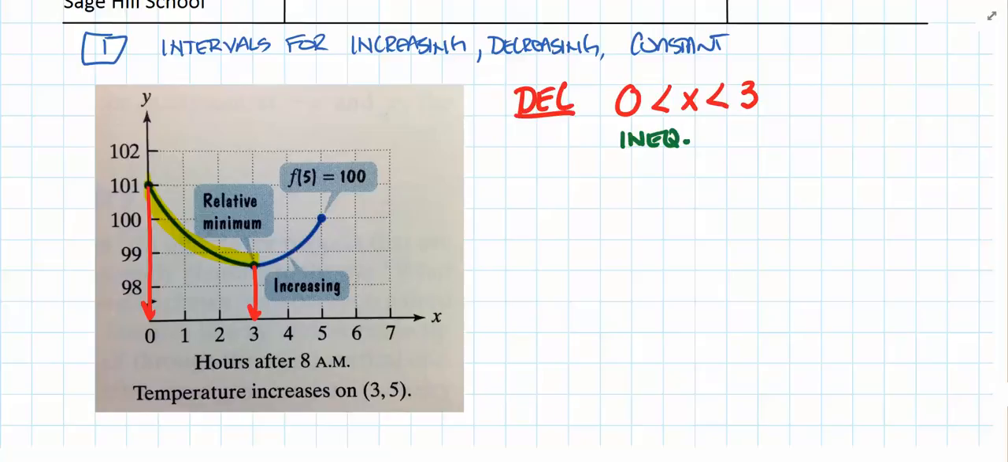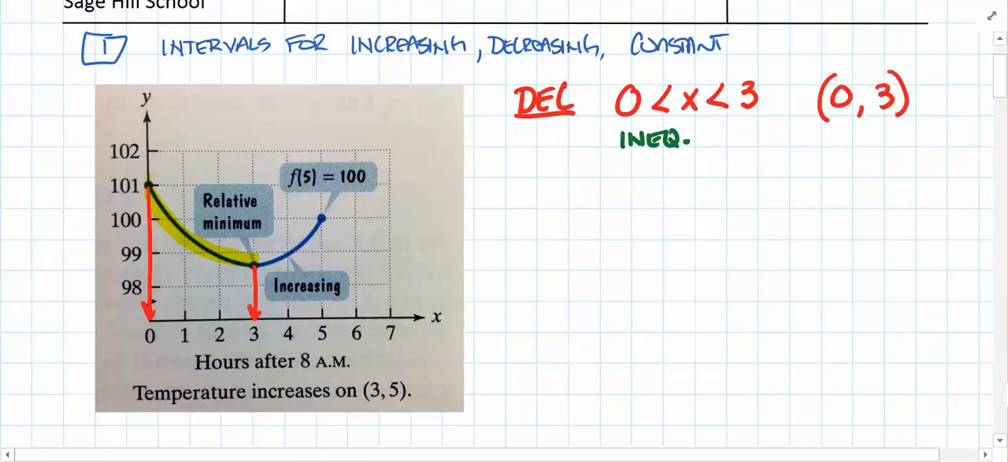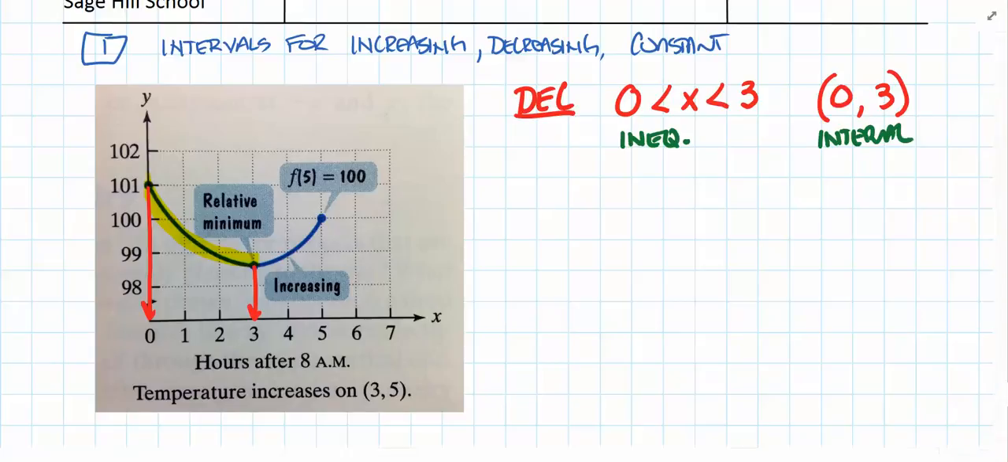Another way that we could write this is using interval notation, and that would be without the inequality. So we could say from 0 to 3 with parentheses. Now, this is called interval notation, and that's what most books use. I want you to be able to describe it in both ways. Now, that's not the point (0, 3).